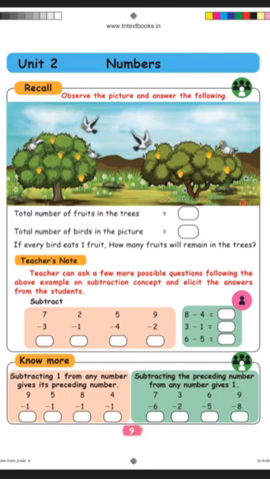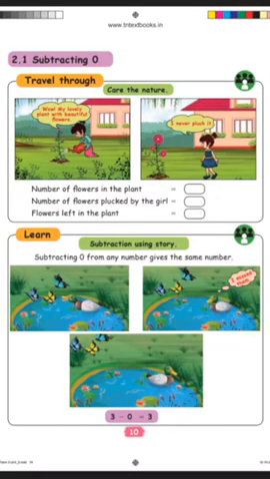Then take page number 10. In 10 what they have given: care of nature. I have told you to plant a plant. Did you plant? If you plant, you can go to your garden and see many flowers there. See that girl also, she is pouring water daily and she likes the flowers very much. See number of flowers in the plant, 3. How many flowers are there? 3. Number of flowers plucked by the girl is, how many flowers has she plucked? Nothing. She never plucked it.